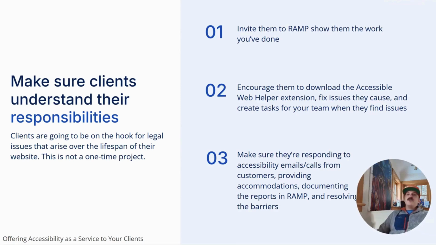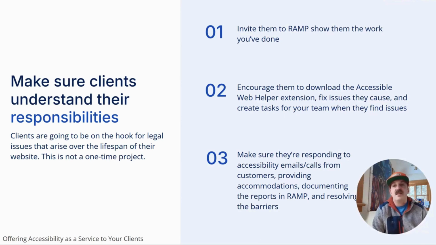We'd also encourage them to download the Accessible Web Helper Chrome extension. The idea here is that they can use that when they're adding content, when they're updating products. They can scan every page for 100 of 100 automated score, and if they find issues, there's instructions in the Chrome extension on how to fix them. If they can't fix them, they can create tasks for your team at the agency to fix. Ideally, billable tasks, most likely.